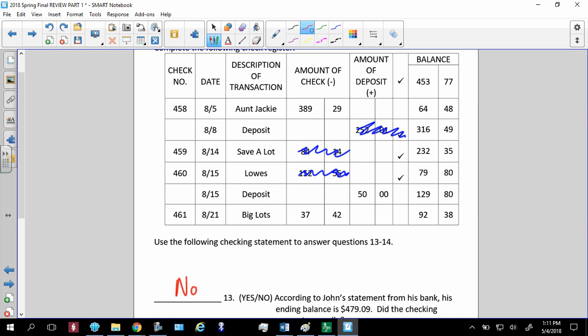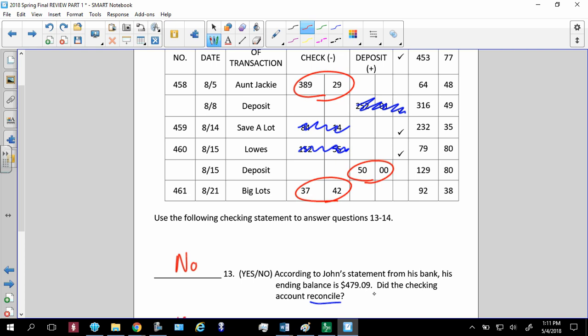It's all the other stuff, which is this check to Aunt Kathy that has not been cleared yet. Meaning, these are things that John has done. The bank just doesn't know about it because it hasn't been cleared yet. So here's what you're going to do. You're going to take how much money the bank says John has, which is $479.09.